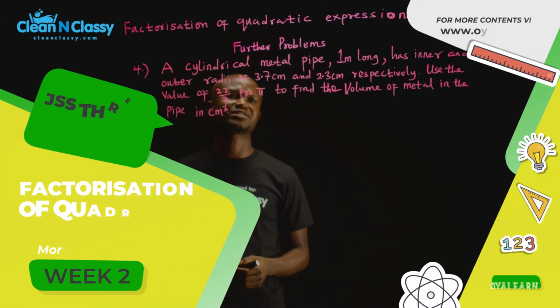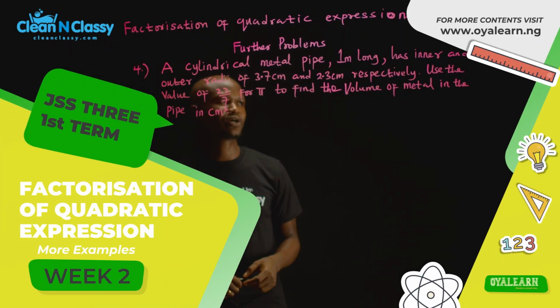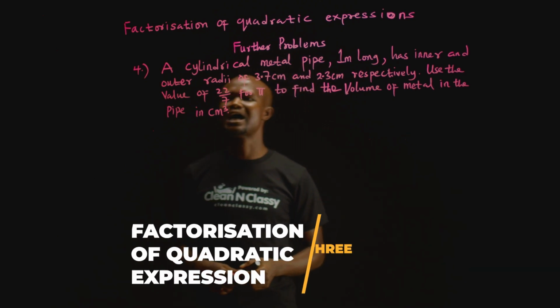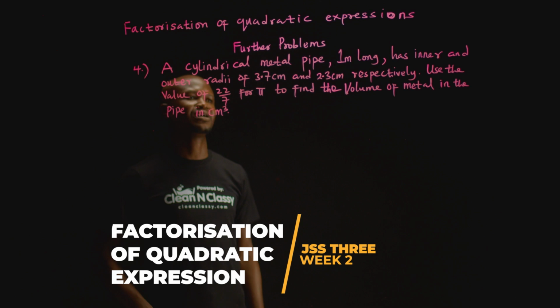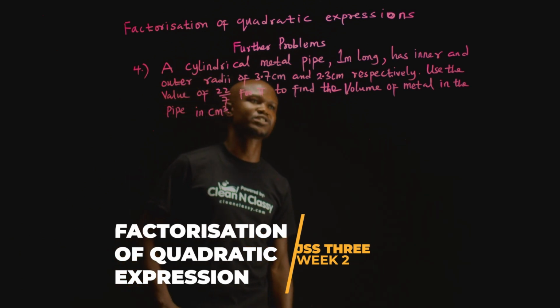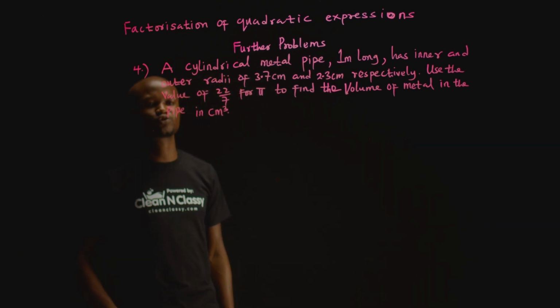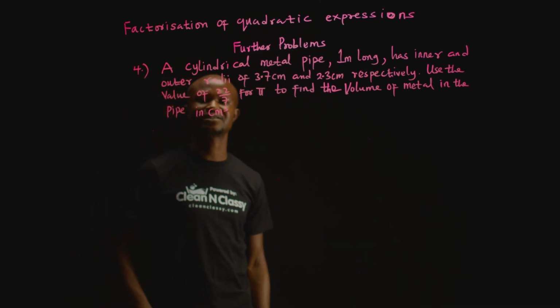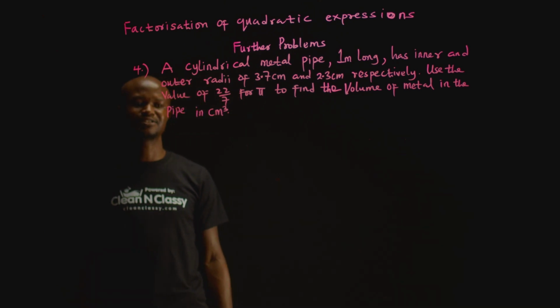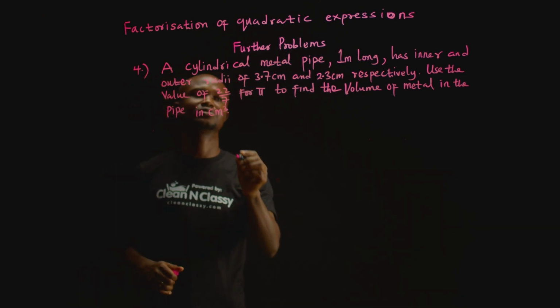A cylindrical metal pipe, 1 meter long, has inner and outer radii of 3.7 centimeter and 2.3 centimeter respectively. Use the value of 22/7 for pi to find the volume of metal in the pipe in centimeter cube. Solution.